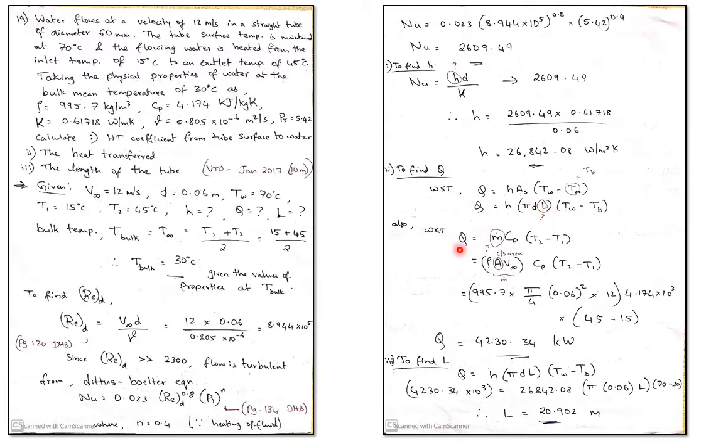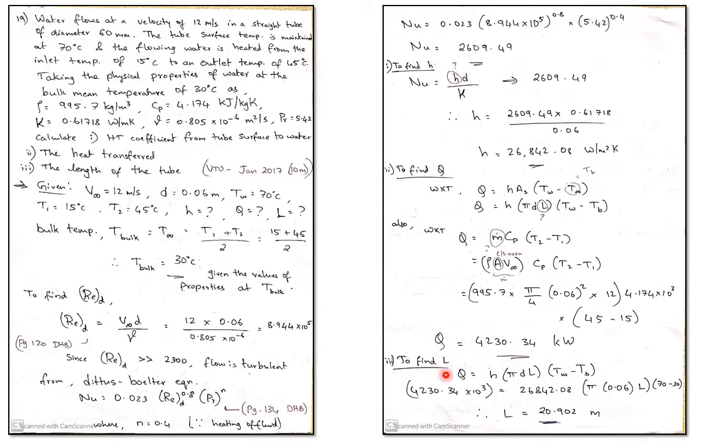You can find it from the equation Q equals m Cp delta T, that is rho A V infinity into Cp into delta T, where rho is given. The cross-sectional area you have to take as pi by 4 into d square, into 12. Delta T you can substitute directly, that is 45 minus 15. If you substitute everything, you get the value of the heat transfer rate.